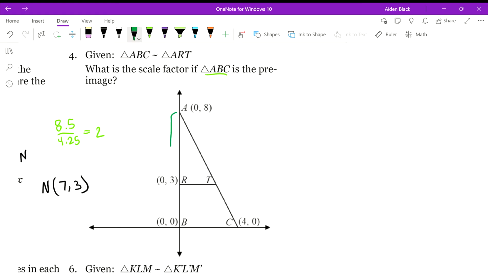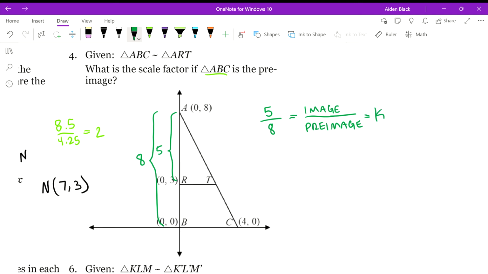Now, if you look at the distance from A to R, going from 0.8 down to 0.3, this should be 5 units. So AR is 5 units. And then you need to look at AB, its corresponding side. From 0.0 all the way up to 0.8, we're going 8 units. So once again, this is the image divided by the preimage to give us our scale factor. K is our scale factor. We get 5/8.